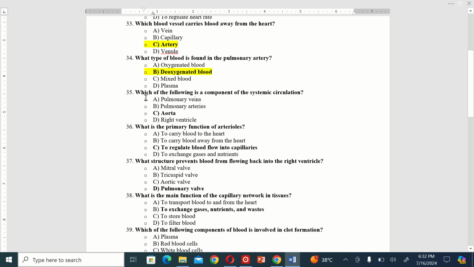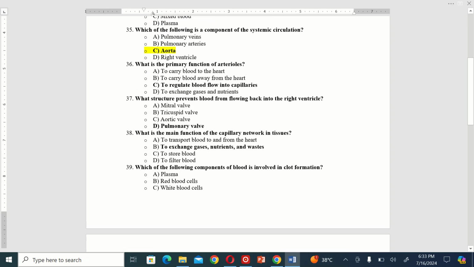So the next MCQ is: which of the following is a component of the systemic circulation? A. Pulmonary veins. B. Pulmonary artery. C. Aorta. D. Right ventricle. So the correct option is aorta. C is the correct option.